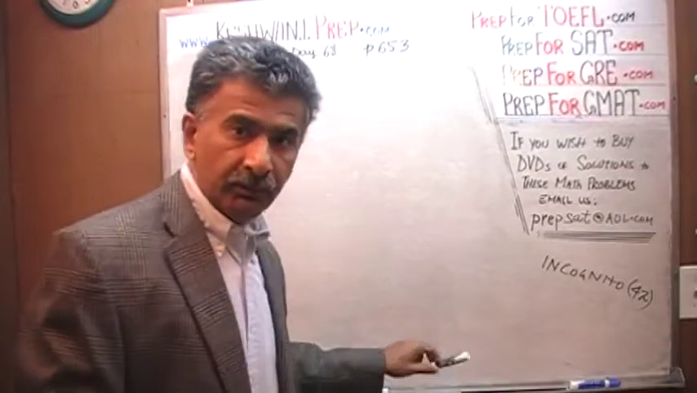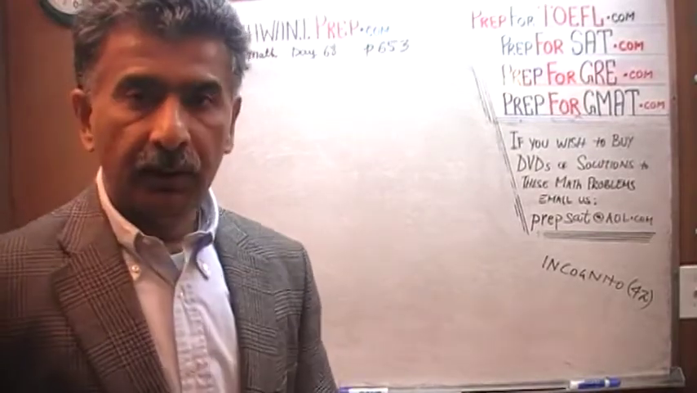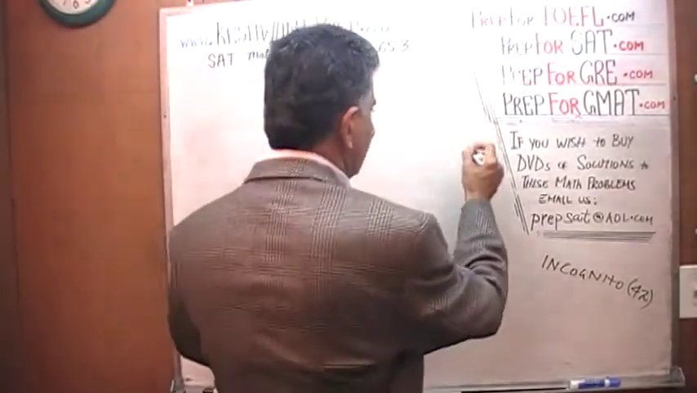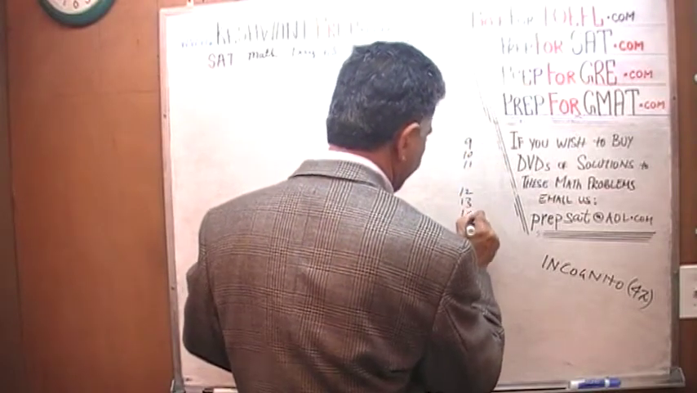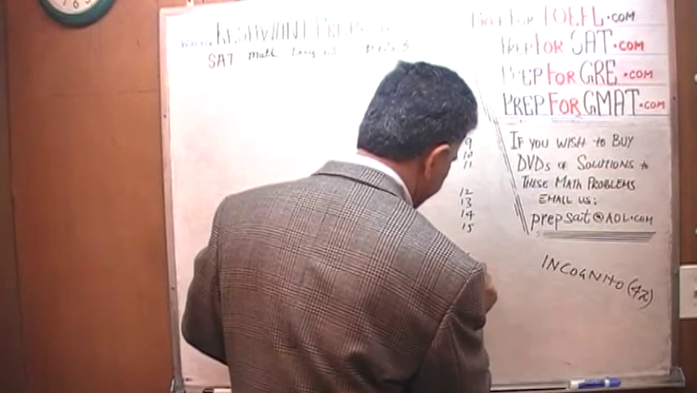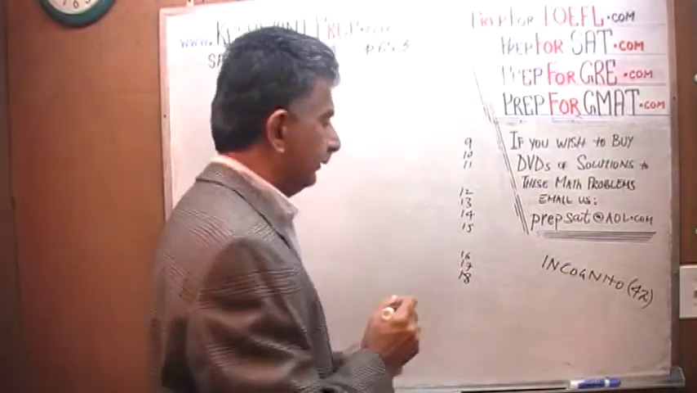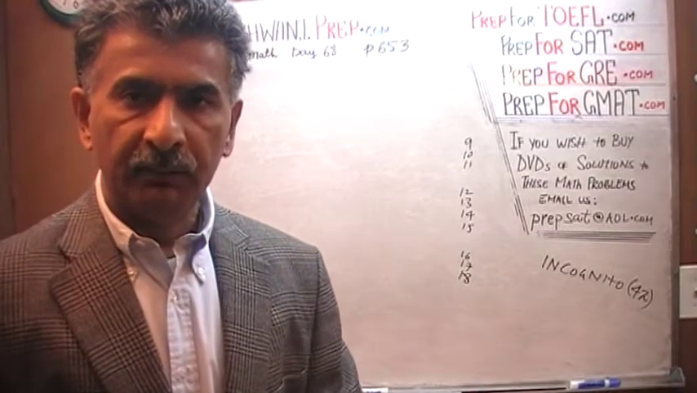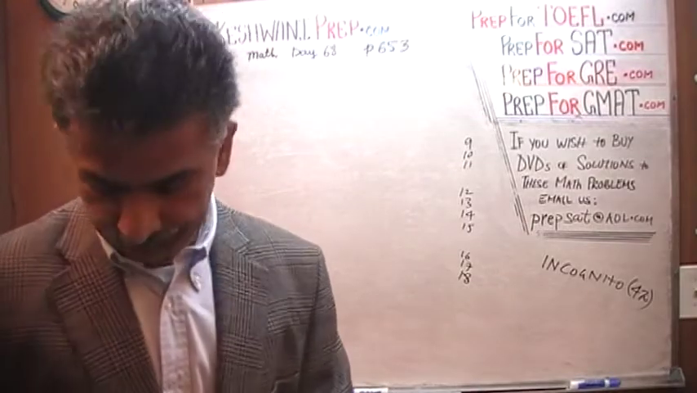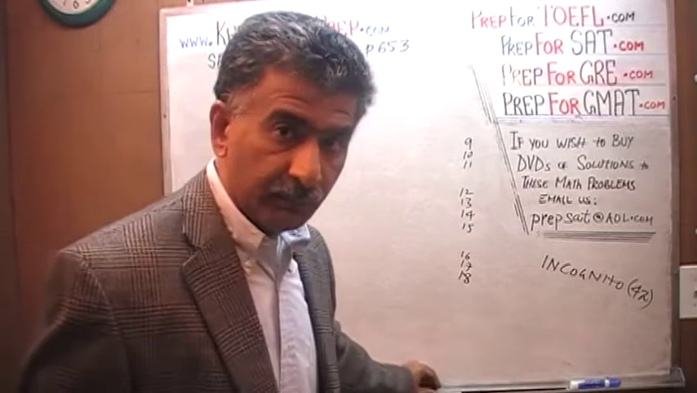These are grading problems. They begin with question number 9, and there are 10 of them, 9 through 18. The first 3 or 4 are easy. The next couple in the middle are medium, and the last 3 or 4 are hard. Number 9 on a scale of 1 to 10 is number 1.